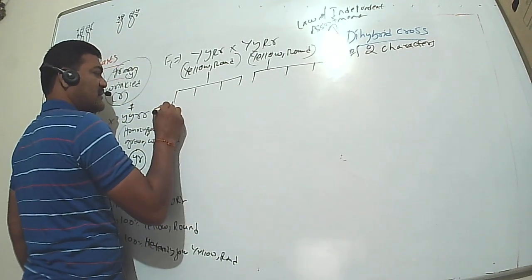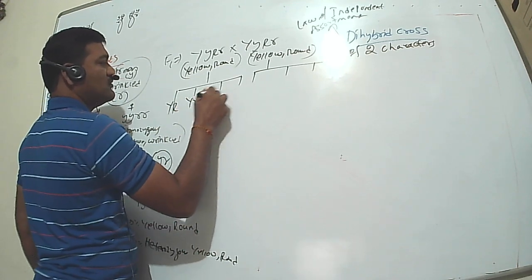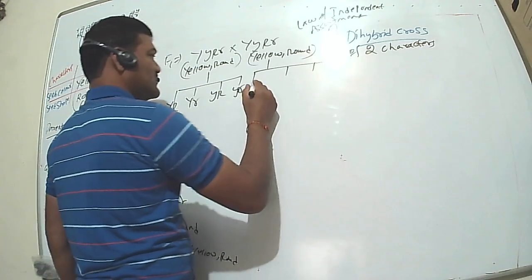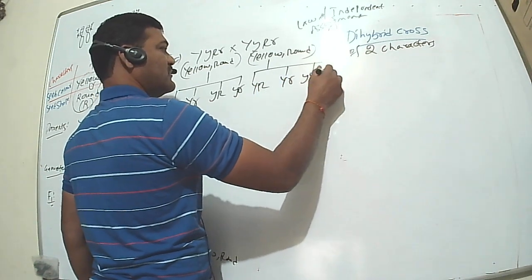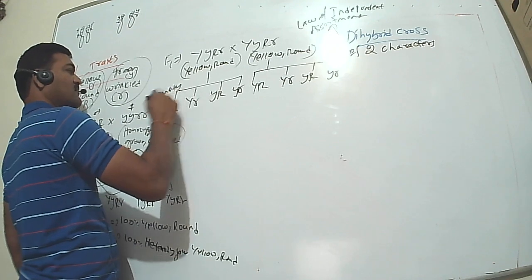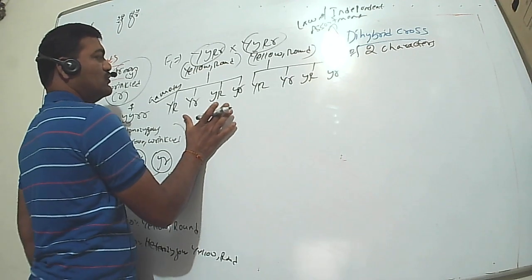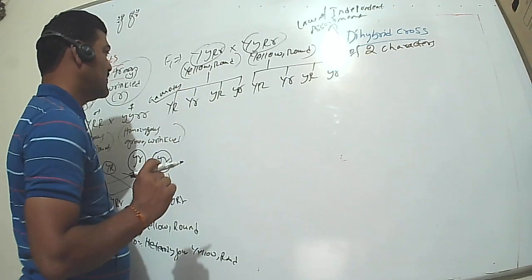What possible gametes? I can get capital Y capital R, capital Y small r, small y capital R, small y small r. And the same case here also. I'll write again: capital Y capital R, capital Y small r, small y capital R, small y small r. So these are the possible gametes. Is there any other possibility of gametes in this? Any other combination? No. I only get four possible combinations of gametes from here.